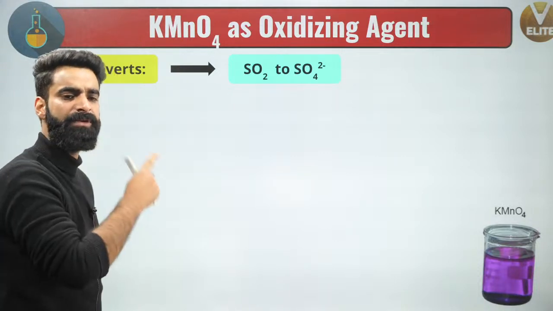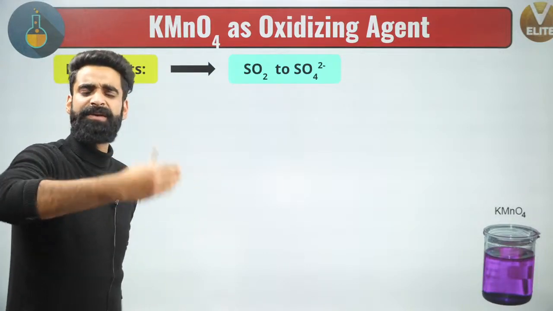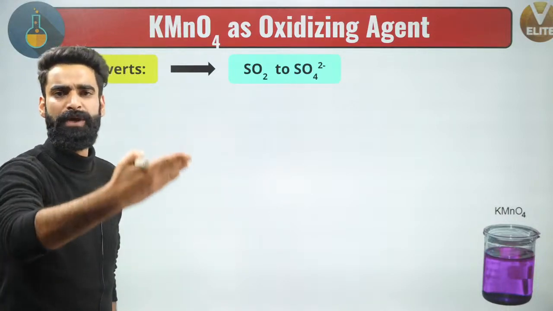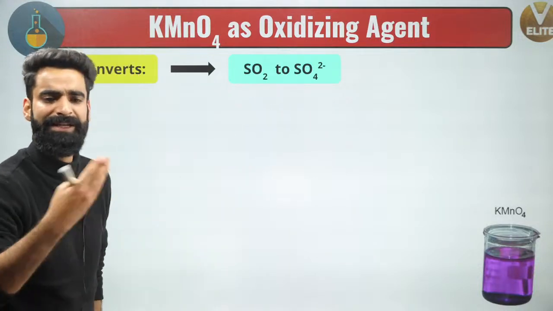Yes, Afra, you have to remember these reactions. Actually, you don't have to remember them all. You just remember that KMnO4 converts Fe²⁺ to Fe³⁺, I⁻ to I2. Similarly, Sn²⁺ to Sn⁴⁺, H2O2 to O2, and similarly SO2 to SO4²⁻. Then you can easily write the reactions.